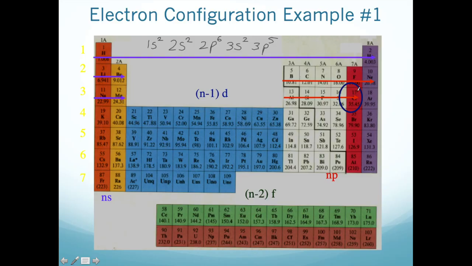The other thing you can do to check that you've got the right answer is that your last orbital should point out the location of the element in question. Chlorine is located in the third row and in the p block, and it's the 5th element of that p block. So we're in the third row, we're in the p block, and 1, 2, 3, 4, 5 elements. That's a quick way to check your work. That should agree, and the total number of electrons should agree.